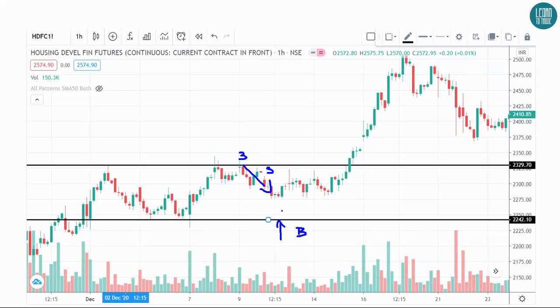But what happened here is we got an exhaustion at this point, and this time, now look at the volume development from the current exhaustion zone. So this is the exhaustion zone which is getting developed. From this point, very important, we need to look at the volumes.